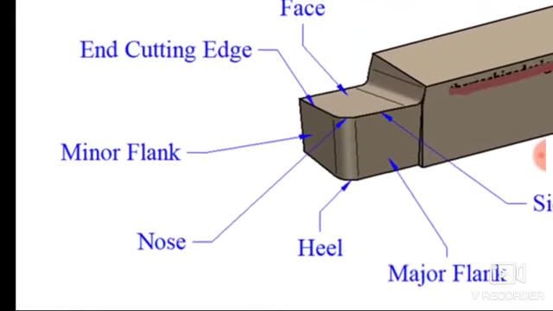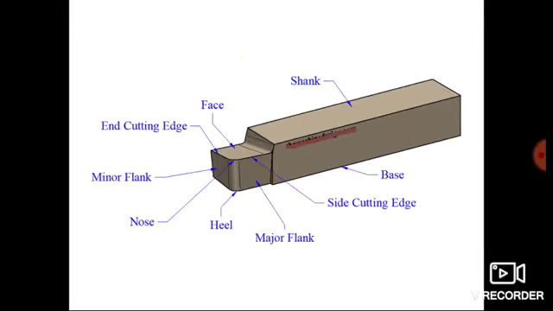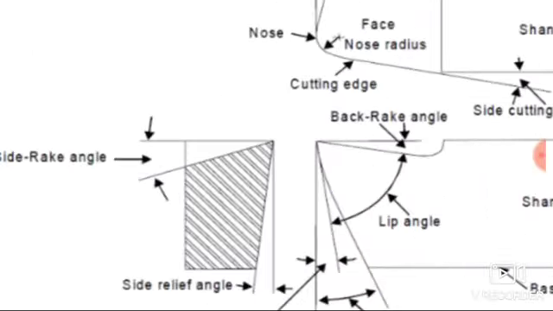Now this face is inclined at this side also. Here you can see this line and this line are not parallel to each other. This line is inclined downward. That means the entire face is inclined downward. So this line is making some angle with a plane which is parallel to the base of the cutting tool. Okay, so here you can see the side rake angle.